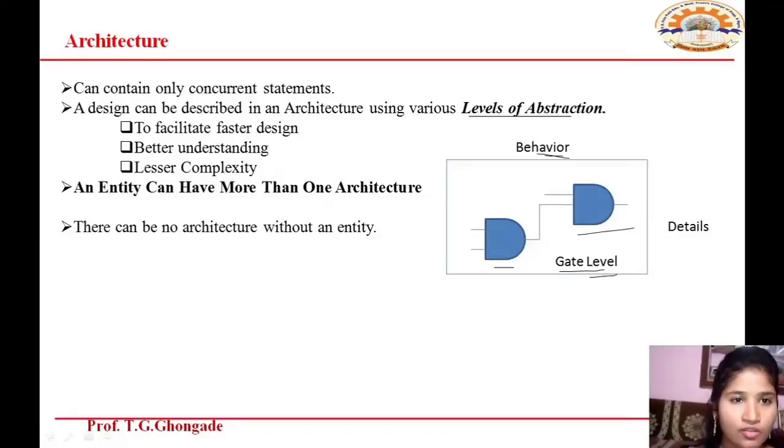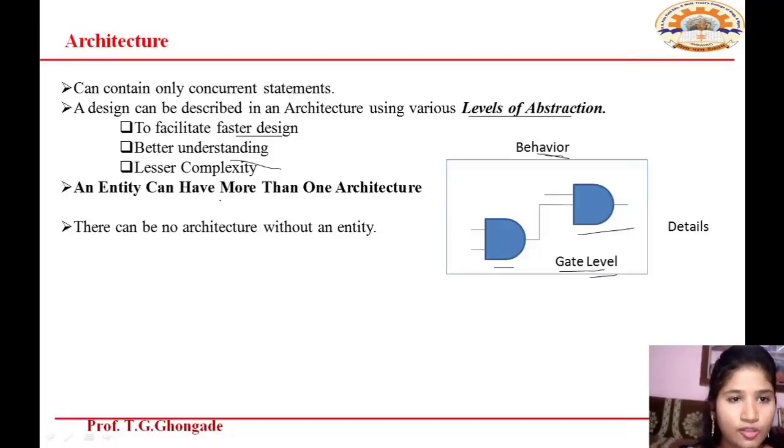So it helps you to design faster. It gives you a better understanding of how your design will be. And if you define your levels of abstraction, obviously there is lesser complexity, because the clearer you are with your design, it will be easier for you to design your system and also to implement your system.